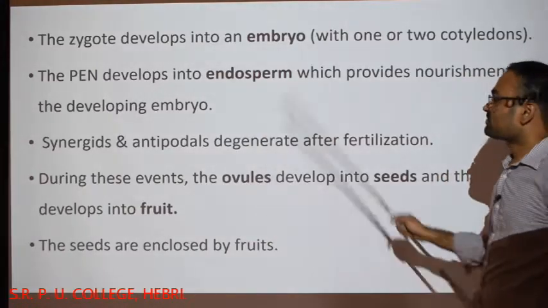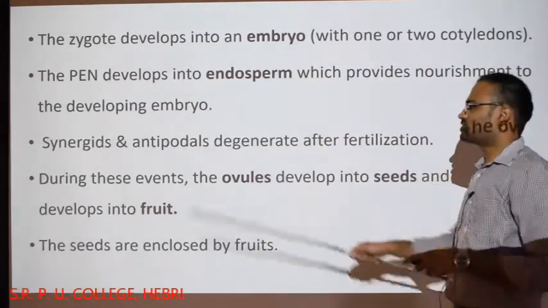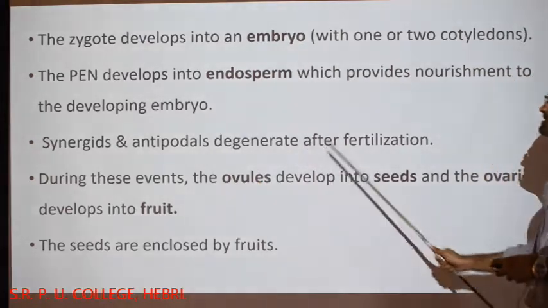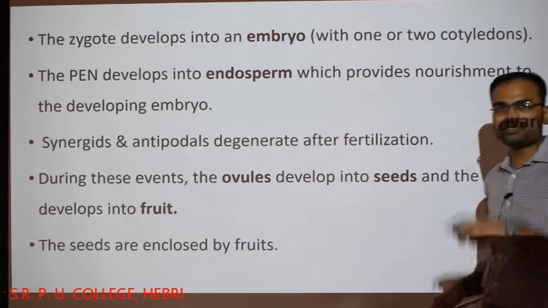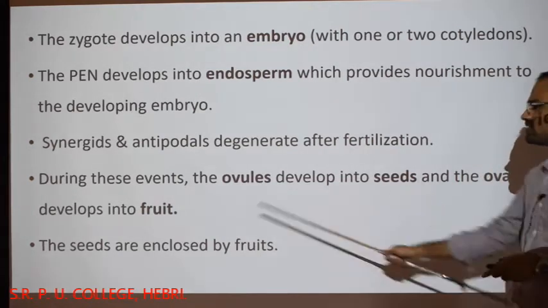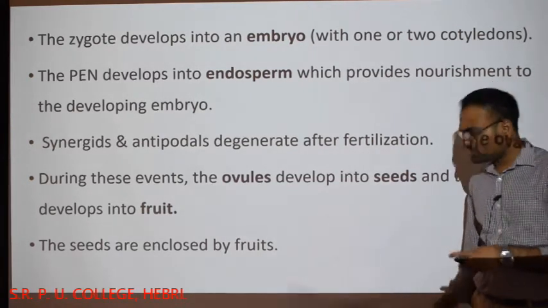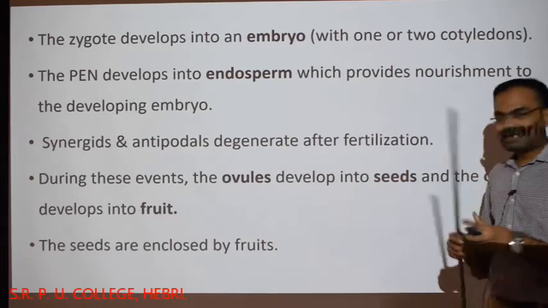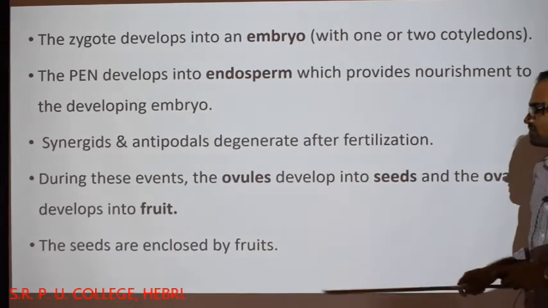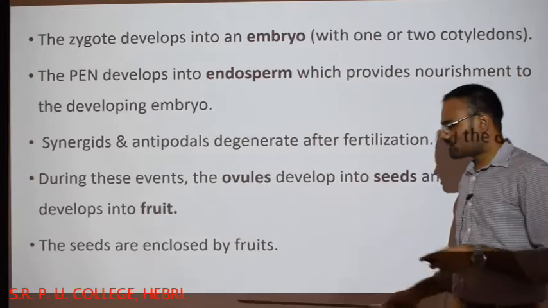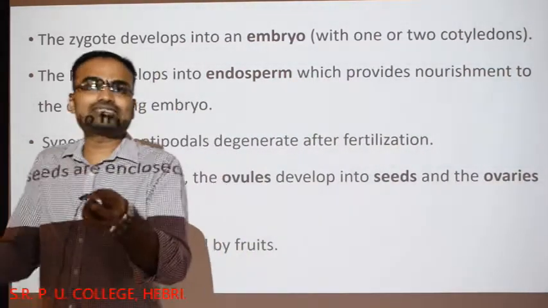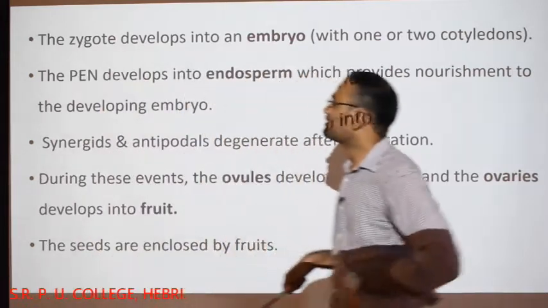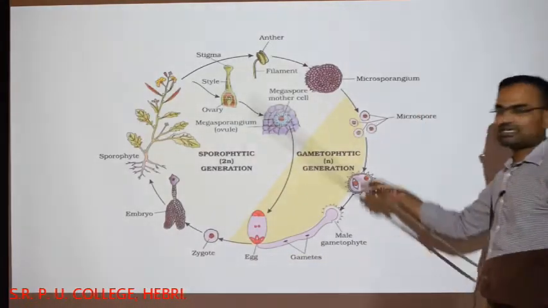After double fertilization, the synergids and antipodals degenerate. Okay, and during these events the ovules develop into seeds and the ovary is going to develop into a fruit. That's why the seeds are enclosed within the fruit. That's why we can't observe any naked seeds in the angiosperms. Okay, and this is the life cycle of the angiosperm.